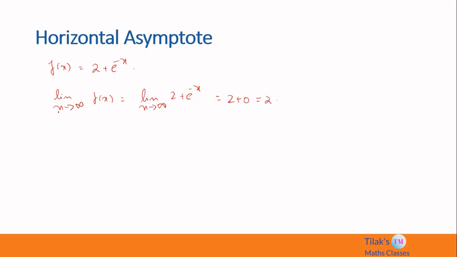Since the value of the function tends to a finite limit when x is tending to infinity, we can say that this has a horizontal asymptote of the form y is equal to 2. We can observe this in the graph of the function, which looks like this. This is a negative exponential and it decreases exponentially, and as x tends to infinity, the function value tends to 2.